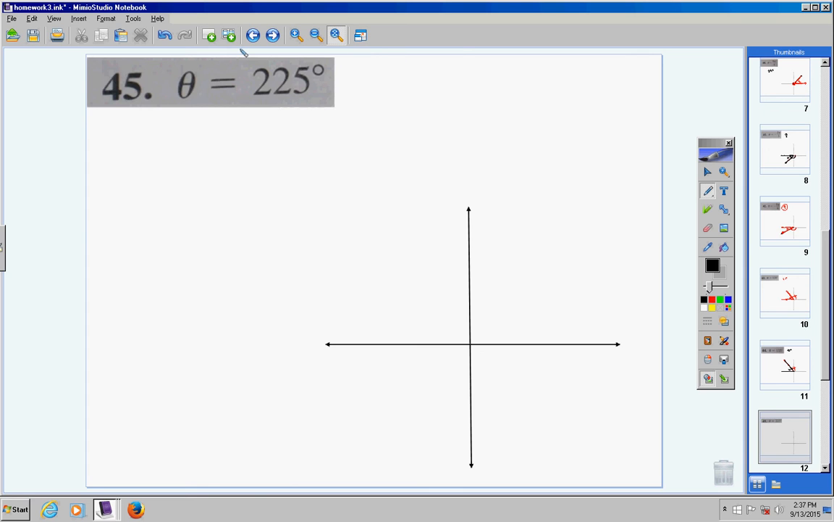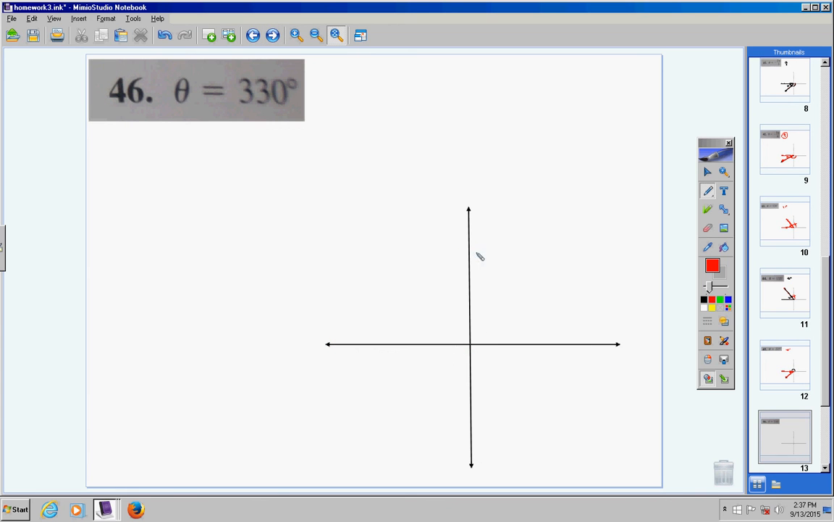Positive 225. Well, think about it. From here to here is 180. So how much more would I have to go to get to 225? 45 more. So I went 180 plus 45 more. Now the reference angle is the angle here that connects the x-axis and the terminal side. So I went 180 plus 45 more to give me 225. So this angle right here must be 45 degrees. So the reference angle is 45 degrees.